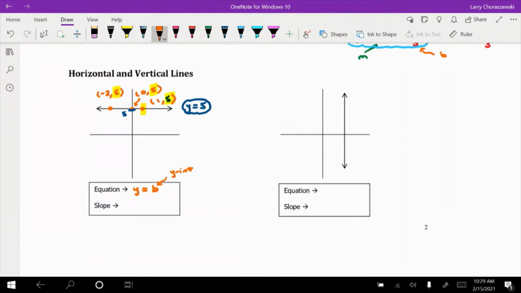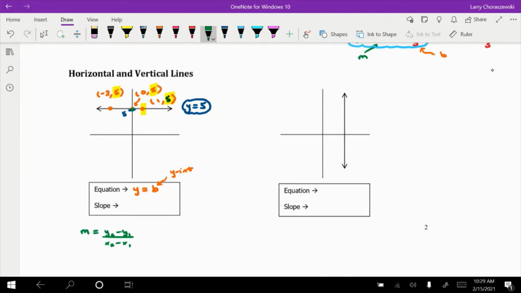Now the slope, one way of figuring out the slope is to use the formula y2 minus y1 all over x2 minus x1. And you can pick any 2 points from this line to do this with.